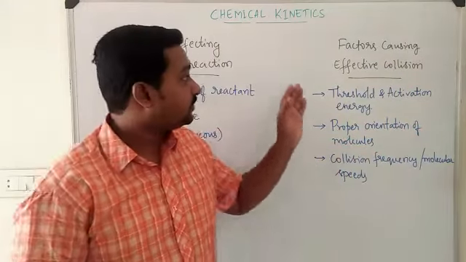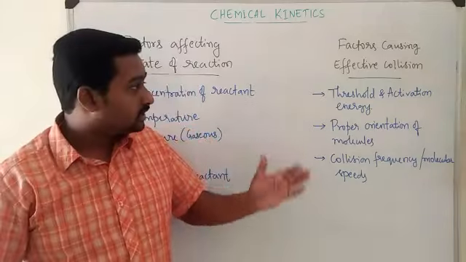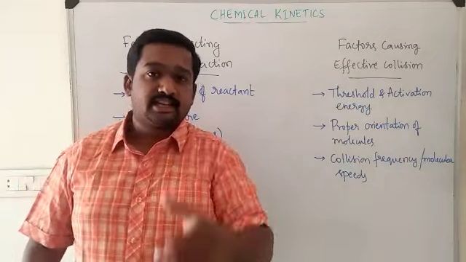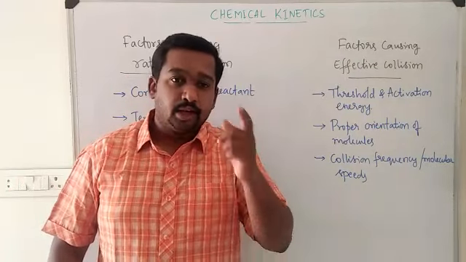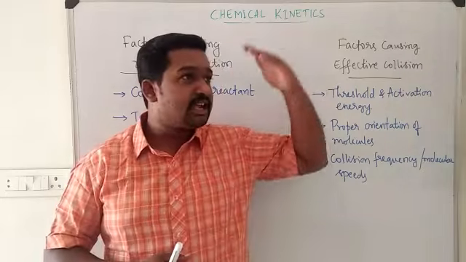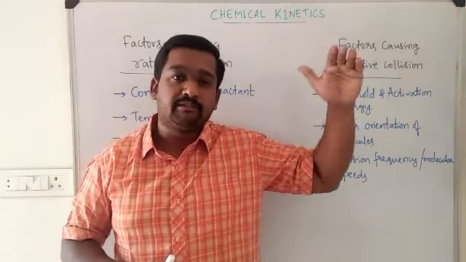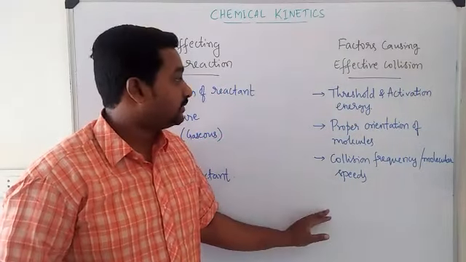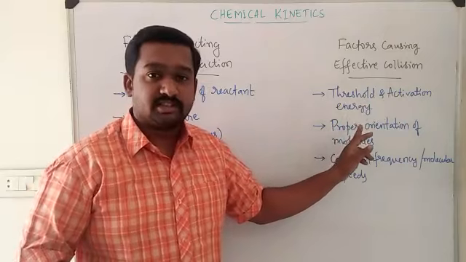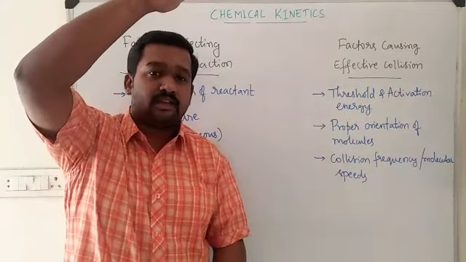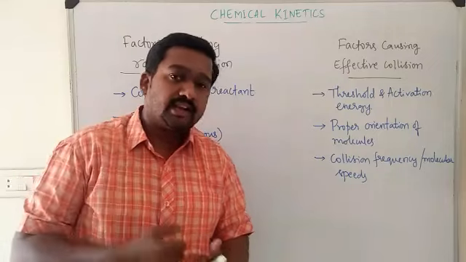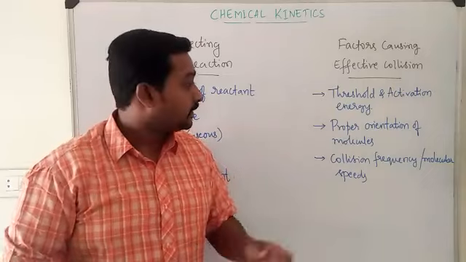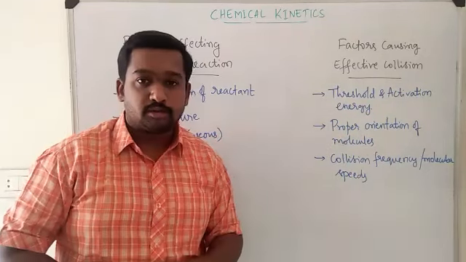Now next concept is factors causing effective collision. This is our concept of collision theory again. Effective collision, which I said earlier, will be that during which the reactants reach a higher stage, higher energy stage called activated complex. To cause such effective collision, these are the requirements. Threshold and activation energy. If threshold energy level is very high, the reactants must collide with a greater energy. Otherwise, they do not reach the activated complex state. Next, proper orientation of molecules.